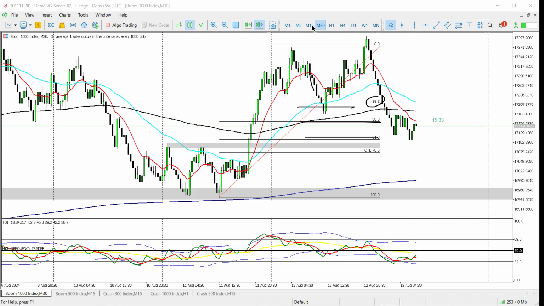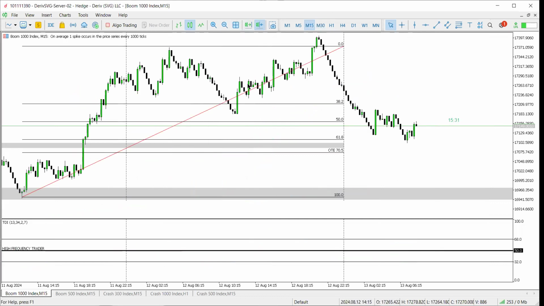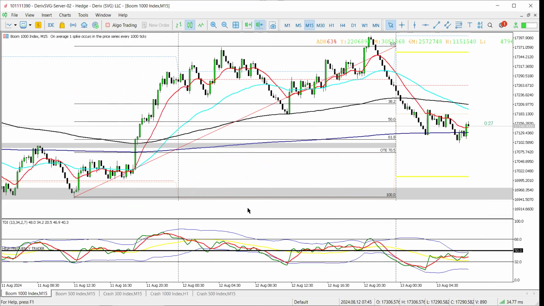So if we were to jump to M15, although I was using the M30 yesterday for reference, what I want to show you is if you're using moving averages, you can see price came and hit the 200 EMA. This is BTMM moving averages. It's also something you can search on YouTube.